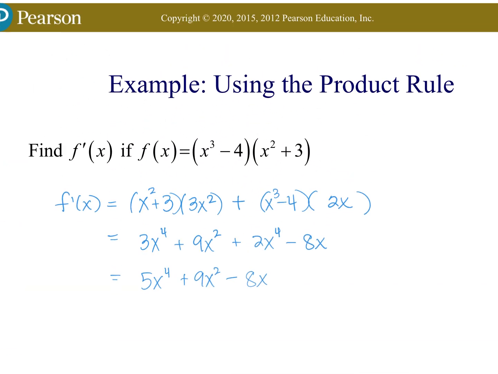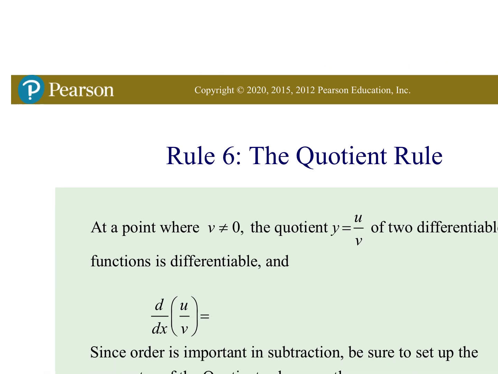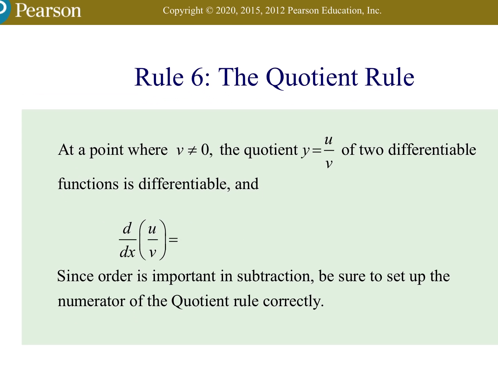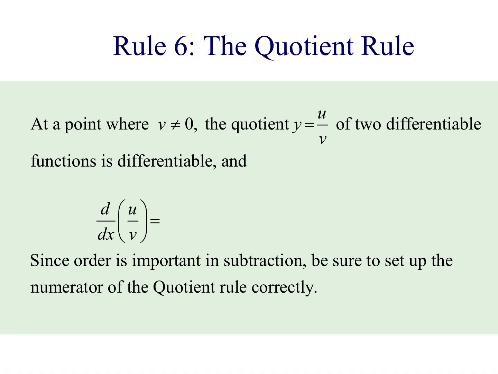All right, so you feel good about the product rule? It's not a very hard one. Okay, then we have the quotient rule. The quotient rule is similar, but now we have subtraction. So the main big difference is that this is subtraction.